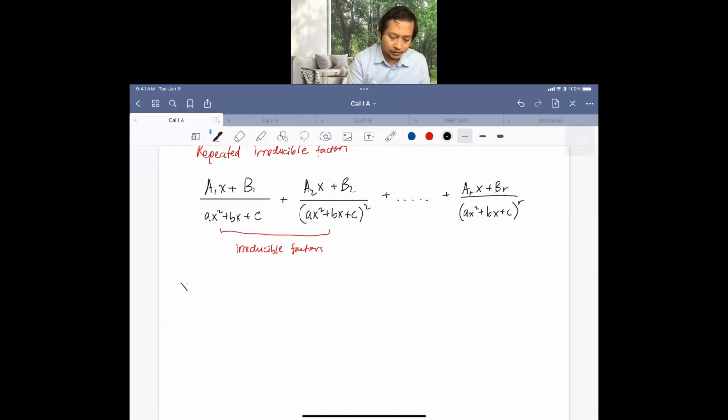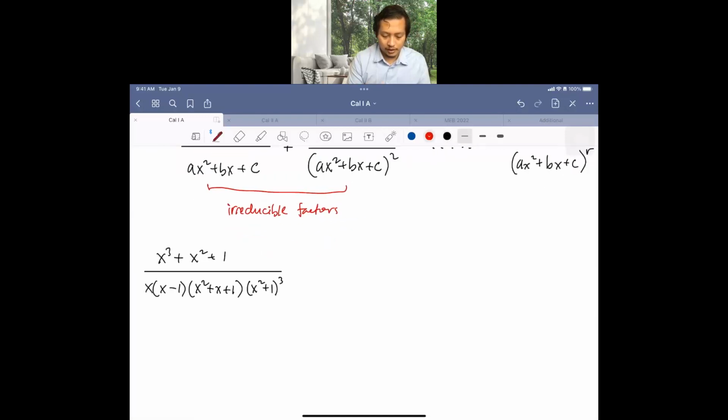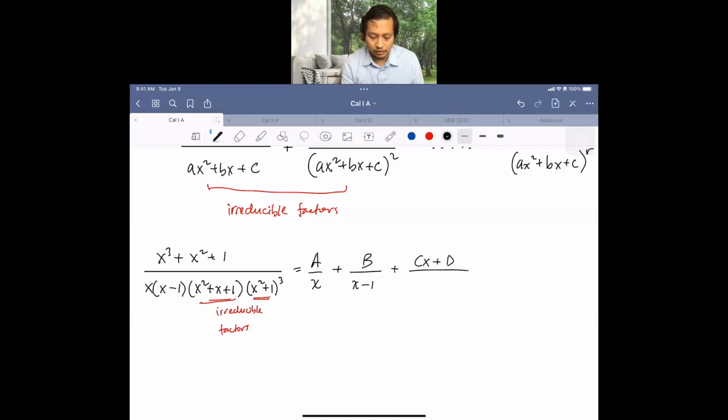It's quite long, the fraction. x cubed plus x squared plus 1, over x, times x minus 1, times x squared plus x plus 1, times x squared plus 1 cubed. So these last two here are irreducible factors. So first, we could take the first one: A over x, no problem with that. And then plus B over x minus 1, no problem with that. And then this third one, we have the irreducible, so we have Cx plus D over x squared plus x plus 1.